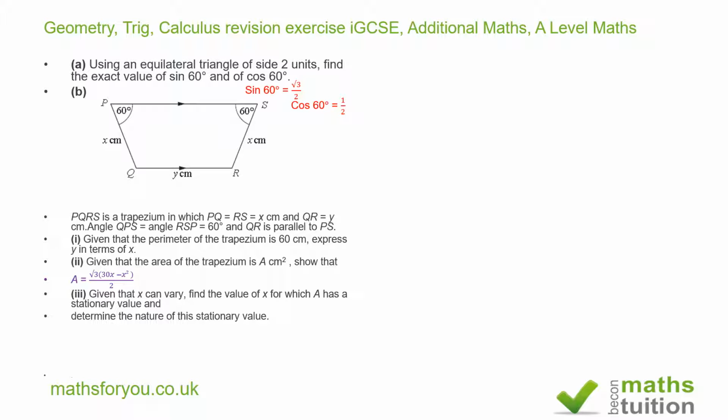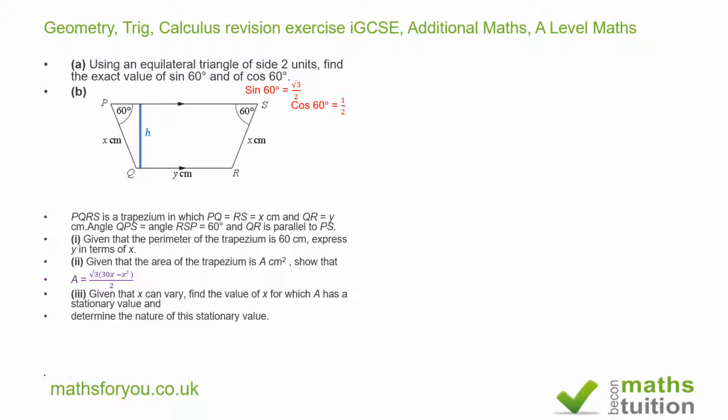Now, for B, we need to drop a line. Sorry, my height has shifted. Drop a line from the point Q to the base of the trapezium PS there. And we call that line H. So that's the height because that's 90 degrees there. Okay, that's 90 degrees. So that's the height of the trapezium.